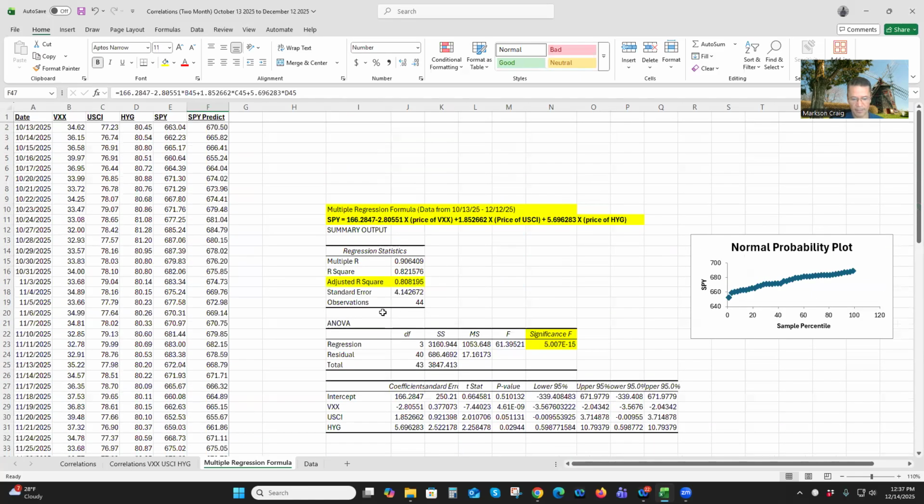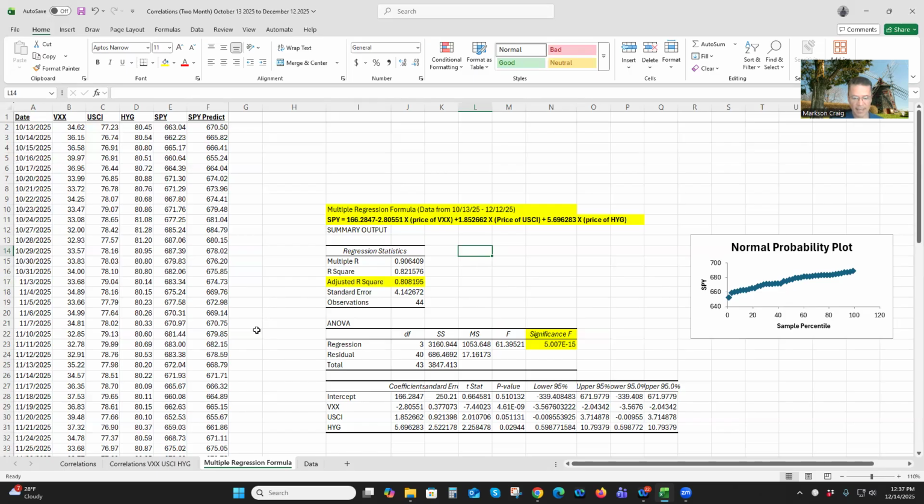What I also did was I ran a multiple regression analysis in Excel, and this accounts for about 80%, a little over that, of the variance. The model is statistically significant, as you see here. And I have the multiple regression formula, which is highlighted in yellow on the top. So SPY is equal to 166.2847 minus 2.80551 times the price of the VIX, plus 1.852662 times the price of USCI, plus 5.696283 times the price of HYG.